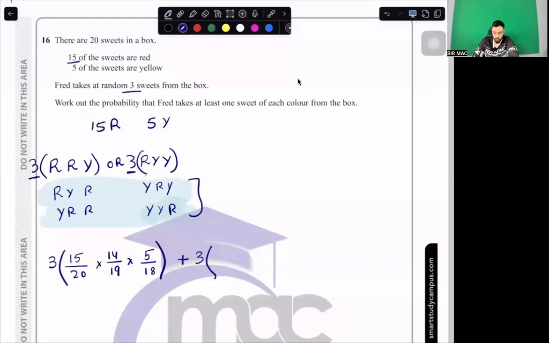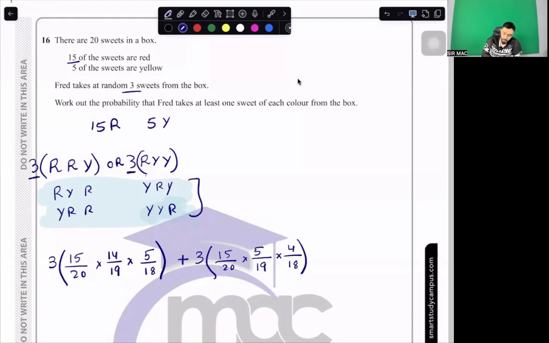Now nothing is taken from this. So red is going to be 15 over 20, times yellow, which is 5 over 19, and the second yellow is going to be 4 over 18. So that's one way to do it. You can also write them all 6 together. That's up to you. All these methods are present in the marking scheme.